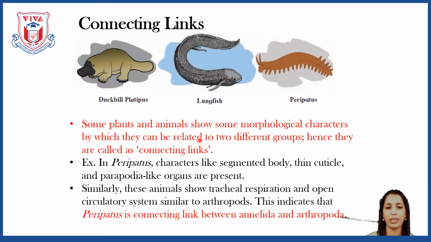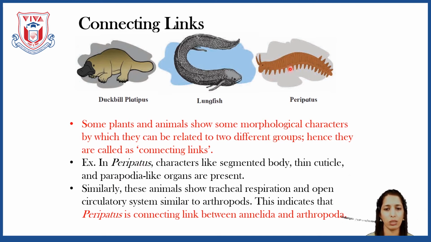Now some plants and animals show some morphological characters. Again, morphological is external, by which they can be related to two different groups, hence they are called connecting links. They are the bridge. They are connecting two different groups. You cannot classify them into a particular group. For example, peripatus. Now this is a peripatus.